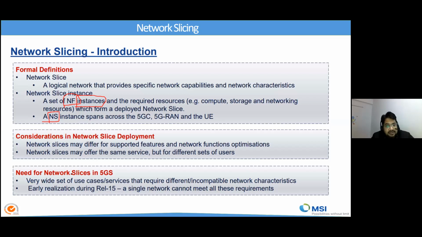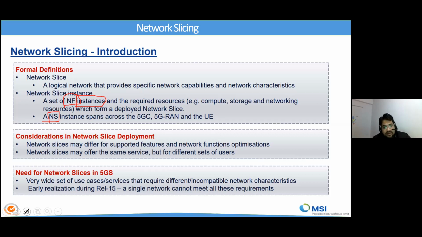There are some considerations to be followed by the operator when the operator is going to look for network slice deployment. Since network slices may differ for the different kinds of features and the different kinds of network function optimizations. As we know that 5G has been designed to provide different kinds of services, like the operator can provide eMBB, operator can support URLLC, or operator can support IoT as well. So the operator can design a network slice in order to support these different kinds of use cases.